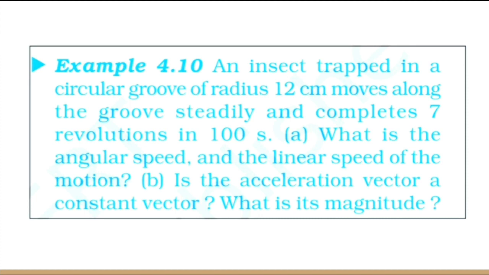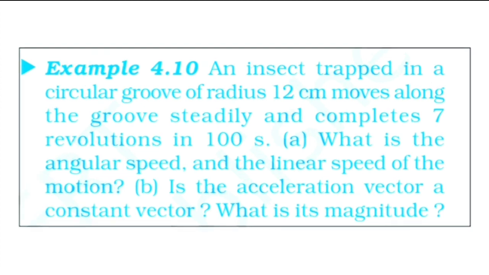An insect trapped in a circular groove of radius 12 cm moves along the groove steadily and completes 7 revolutions in 100 seconds. What is the angular speed and linear speed of the motion? Is the acceleration vector a constant vector? What is its magnitude? So in this problem, we are asked to find angular speed, that is omega, and linear speed v. So if we find omega, easily we can find v, because v is equal to r omega.